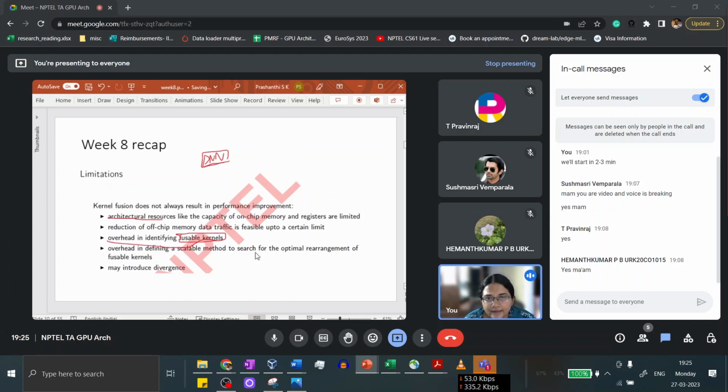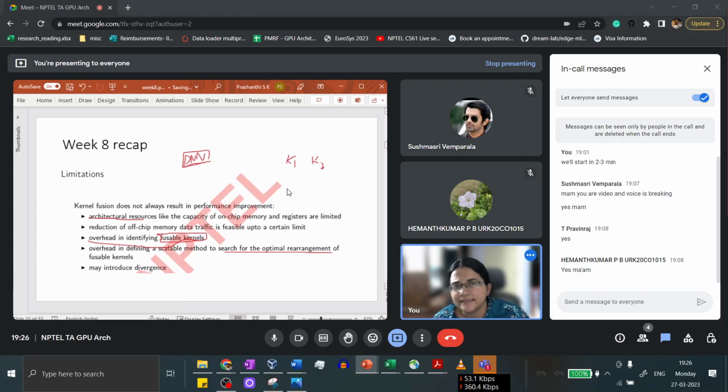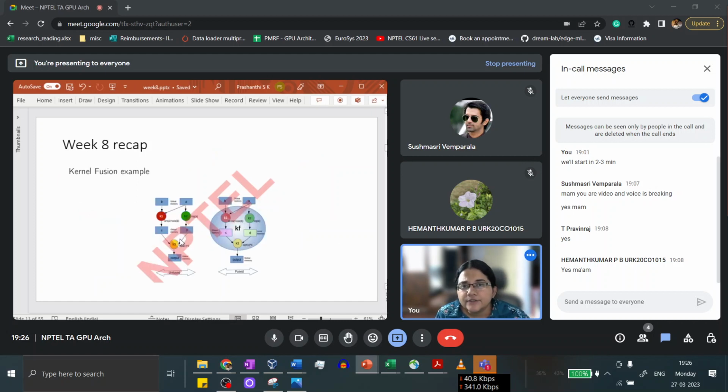Similarly, you have an overhead in searching for the optimal rearrangement of fusible kernels. One trivial example that we saw was K1 and K2 being independent kernels. You can execute them as K1 followed by K2 or K2 followed by K1. Does this make a difference in performance? This is a very simple example, but basically this is the idea: how do you rearrange these optimally so that you can reduce execution time? These are some of the limitations or overheads that you have when you bring in things like kernel fusion.